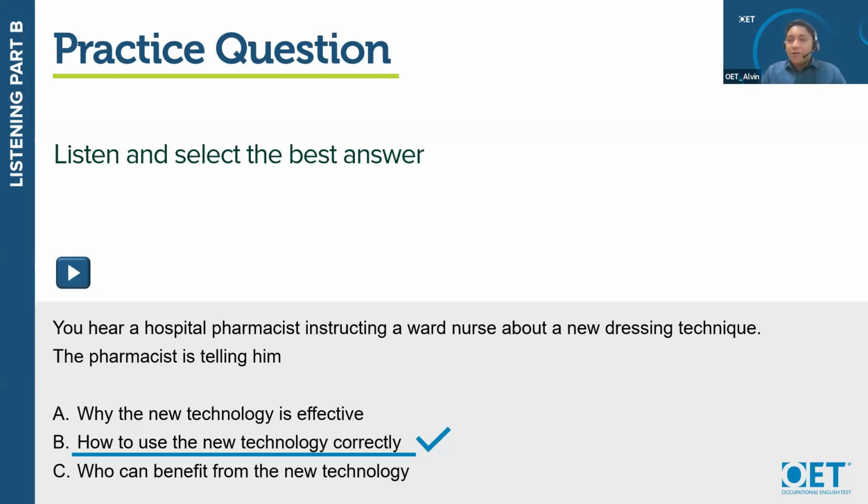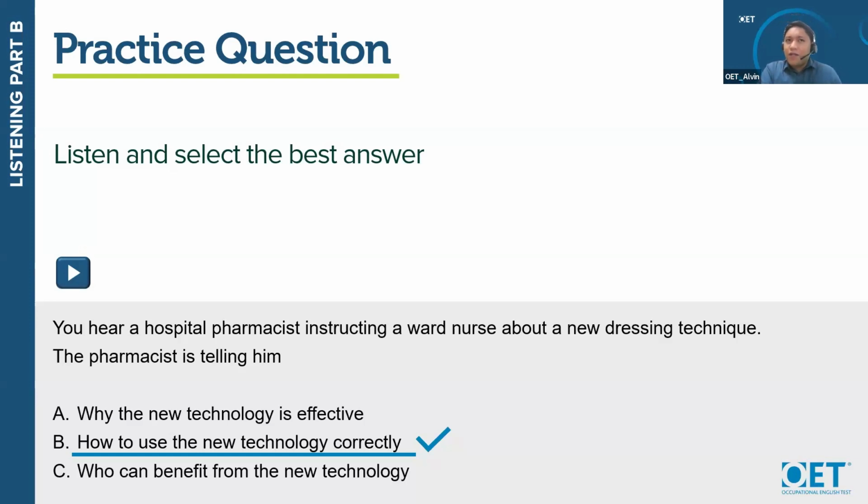So maybe a few tips before we proceed with part C. It's important that you make use of the time to highlight, underline, or write notes. So Alvin, can I make highlights, underline, or write notes on the OET test?